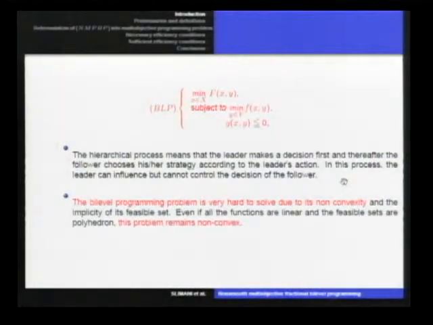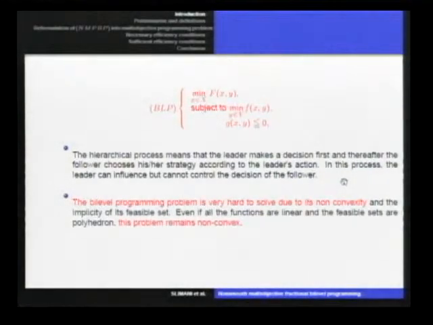The hierarchical process means that the leader makes a decision first and thereafter the follower chooses her strategy according to the leader's actions. In this process, the leader can influence but cannot control the decision of the follower.